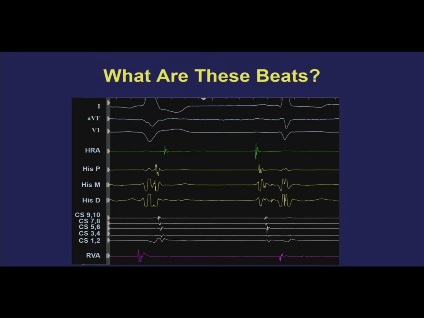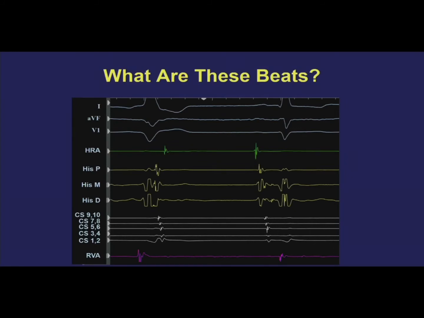Well, how do I know, if I look at this mess here in the His catheter? There's 2 or 3 different things in there. How do I know that this is not A and V versus V and A? So number 1 is you look at the surface EKG, and you see up here a wider beat than over here. Is that a P wave in front of this?